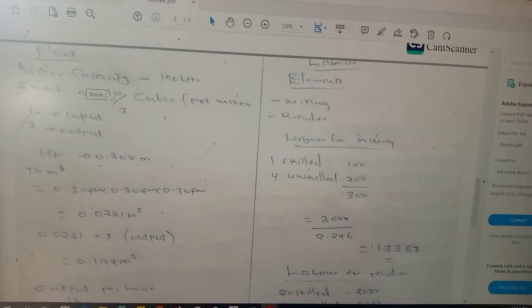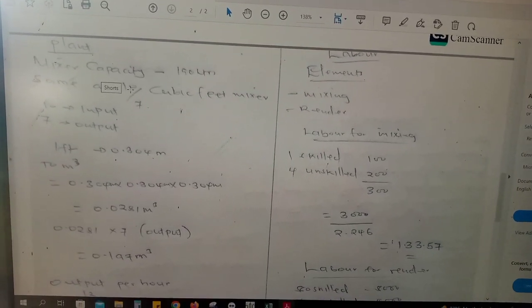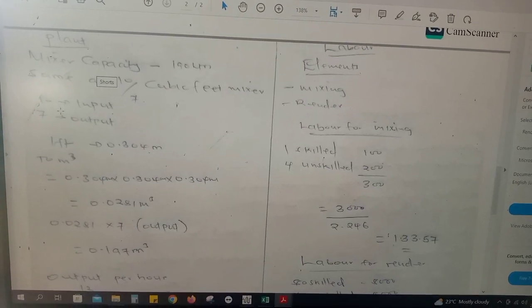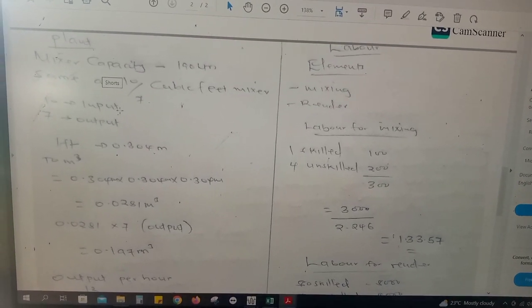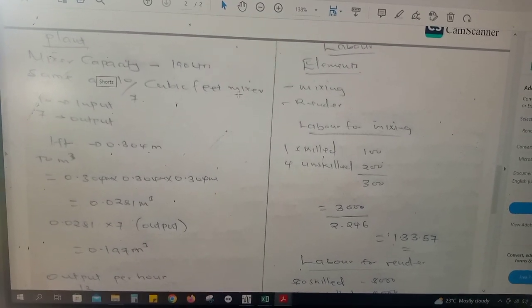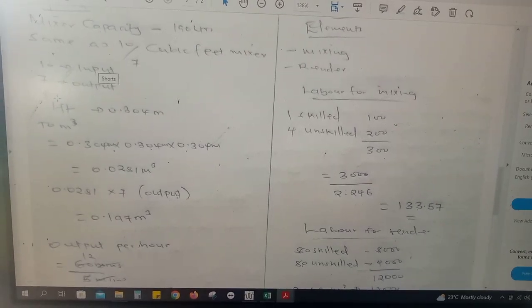190 is same as 10 over 7. What does 10 over 7 mean? 10 represents input, then 7 represents output. But it's 10 over 7 cubic feet per mixer. So this one you just have to master. So you convert this.